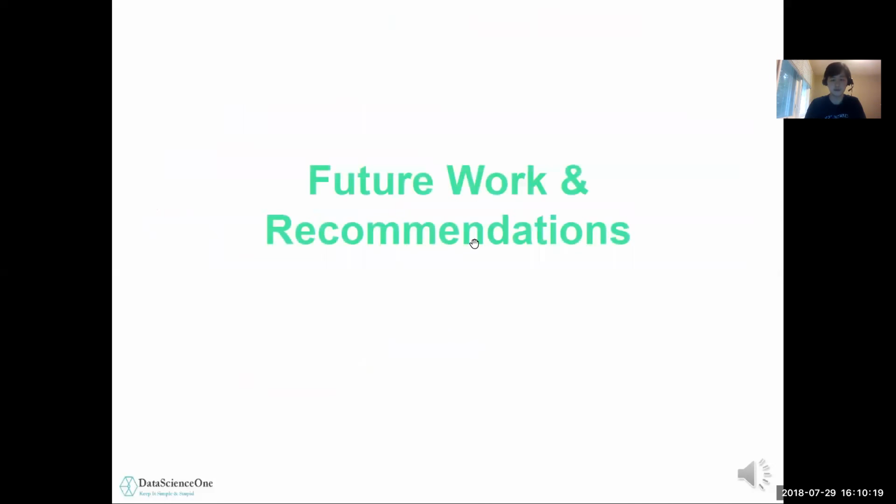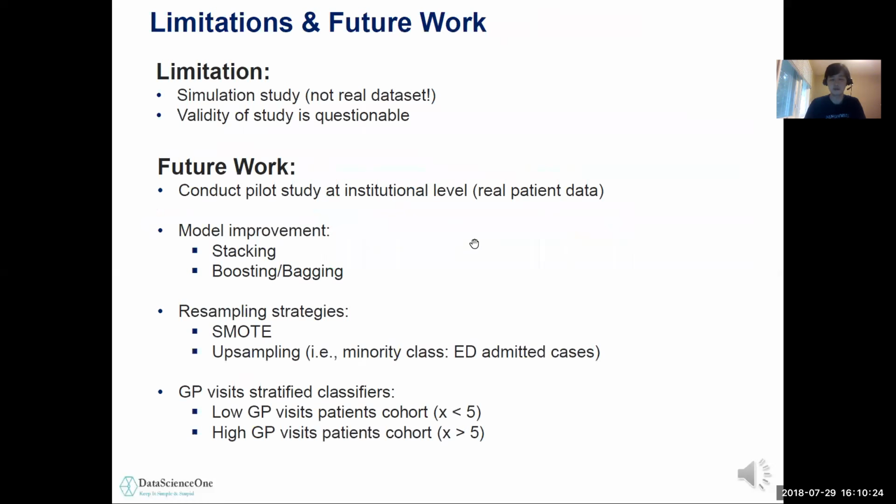So now let's talk about the future work and recommendations. In terms of limitations, first, this was a simulation study, not based on a real data set. Second, the validity of the study is questionable, which is why it needs review with a subject matter expert. For future work, what I want to see is a pilot study conducted at the institutional level with a real patient data set, and model improvement by trying other ensemble learning, like stacking, and other types of boosting and bagging algorithms.